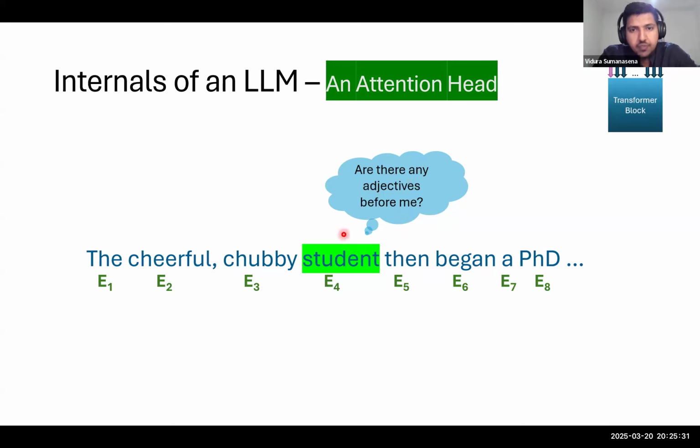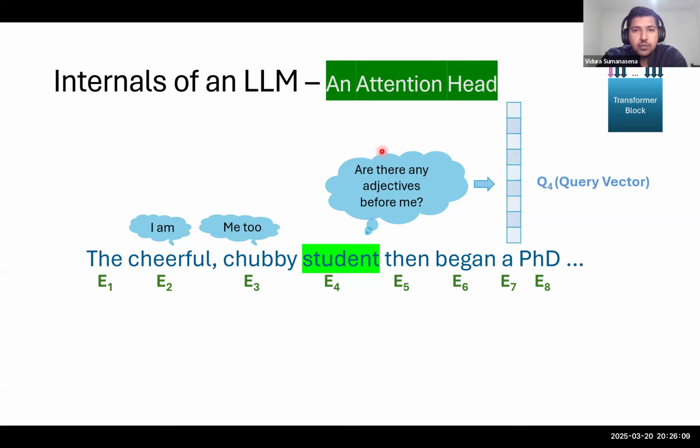Here, let's assume this attention head answers the question: are there any adjectives before me? This attention head specifically answers that question. In this case, there are 2: cheerful and chubby. So this attention head will answer that question, and yes, there are. The goal of this attention head is to somehow identify these 2 words.